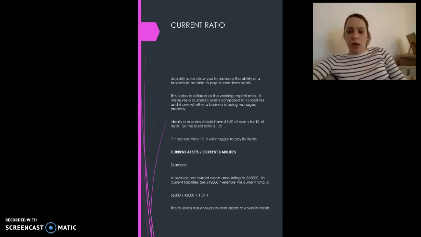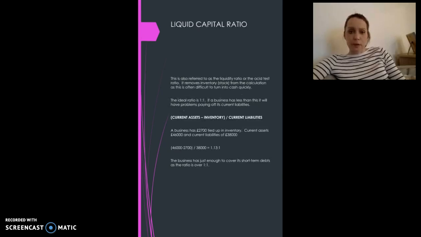So we know that actually in this instance the business would be able to, if it had to go into liquidation, pay its debts quite easily. Now, this one here is called the liquid capital ratio. It's also known as the liquidity ratio, or you may be familiar with the term acid test ratio, but they all basically mean the same thing.